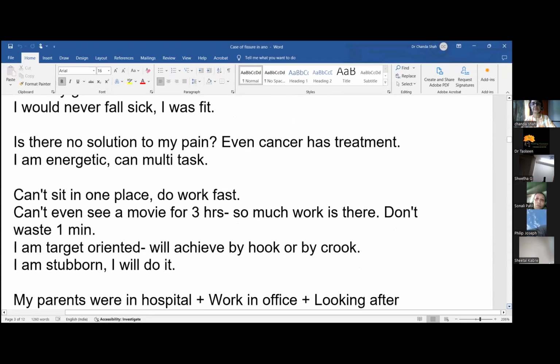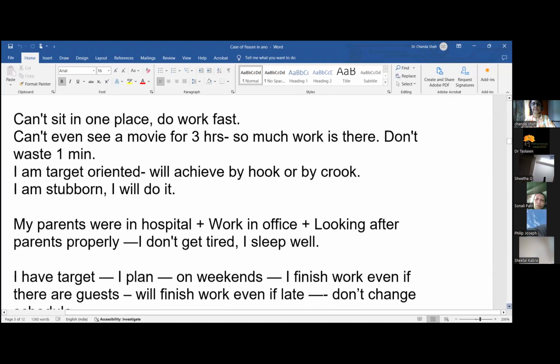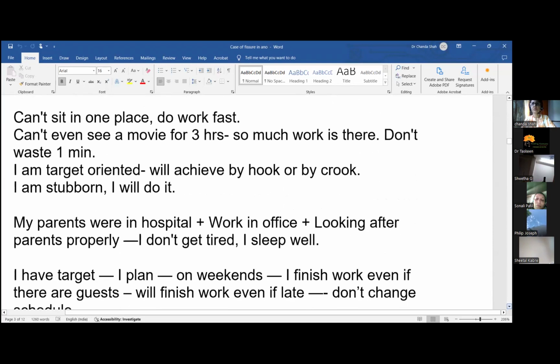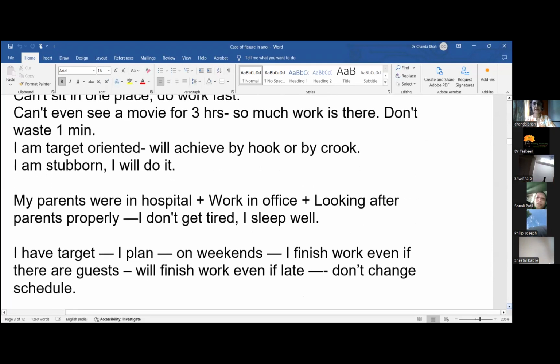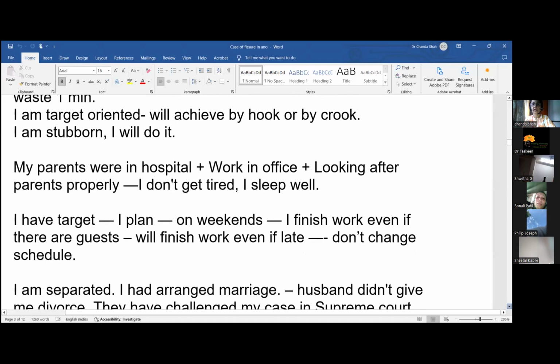Even cancer has treatment. I am energetic. I can multitask. I can't sit in one place. I do work fast. I can't even see a movie for three hours. There's so much work there. I don't waste one minute. I am target oriented. I will achieve by hook or by crook. I am stubborn. I will do it.